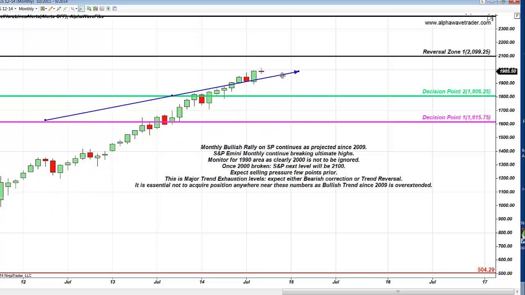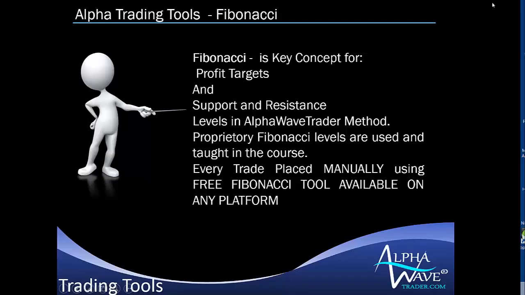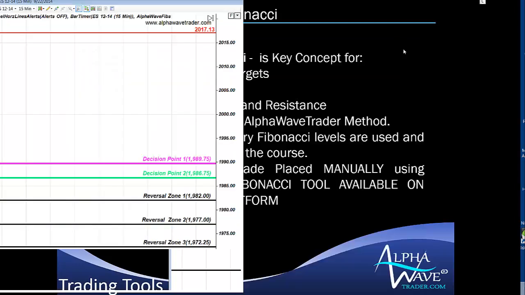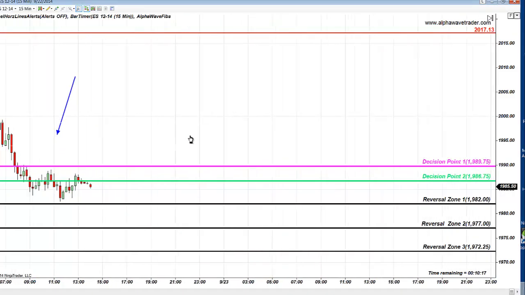2100 is the ultimate destination, but that's where S&P is. Way overextended. Monthly chart, first time in 5 years. It is not to be ignored. So monitor for selling pressure, and if you're a position trader, it's way too late to buy. So the same formula I use on the S&P monthly, I use on the S&P 15-minute chart. The 15-minute chart will forever remain my favorite.